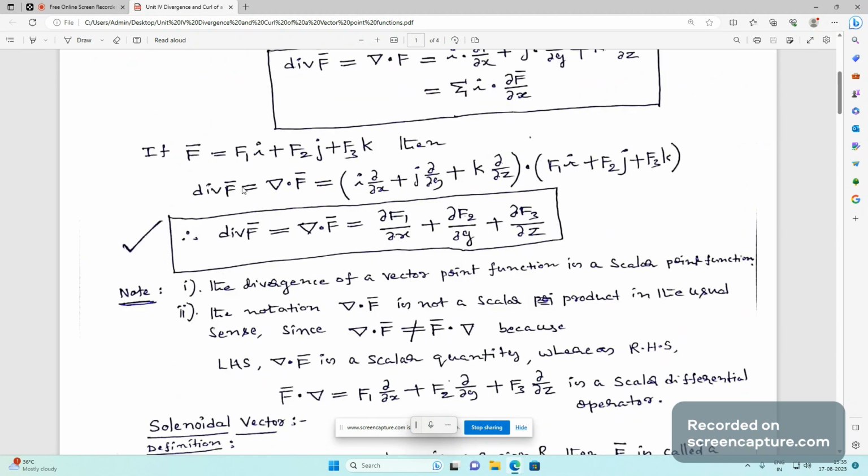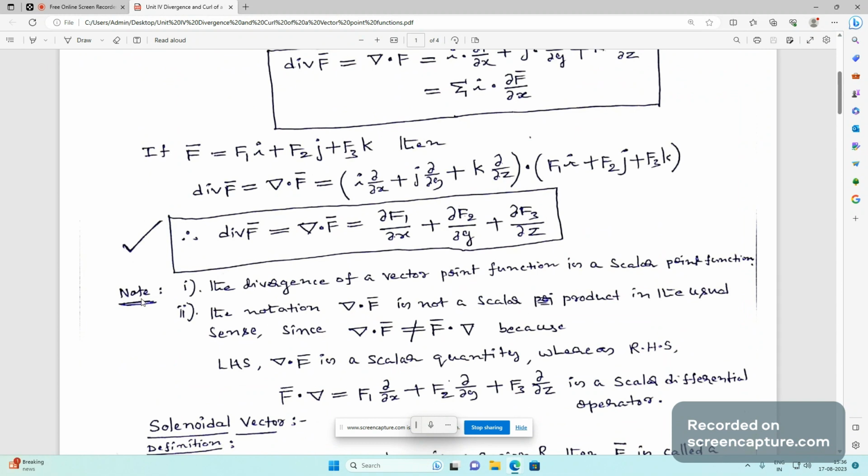So if a bar equals f1 i bar plus f2 j bar plus f3 k bar, then div a bar equals del dot a bar equals i dou by dou x plus j dou by dou y plus k dou by dou z dot f1 i plus f2 j plus f3 k. Therefore, div f bar equals del dot f bar equals dou f1 by dou x plus dou f2 by dou y plus dou f3 by dou z. So it is simply a dot product, but in general, it is not a dot product.